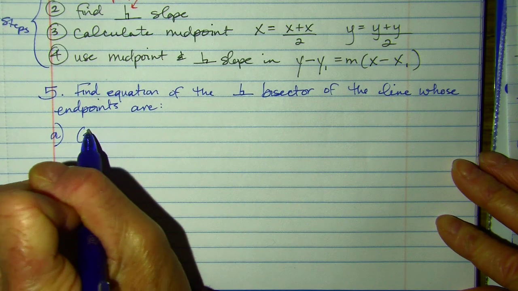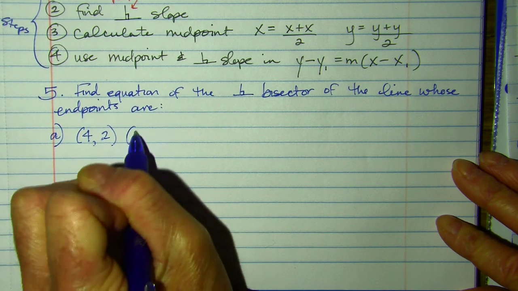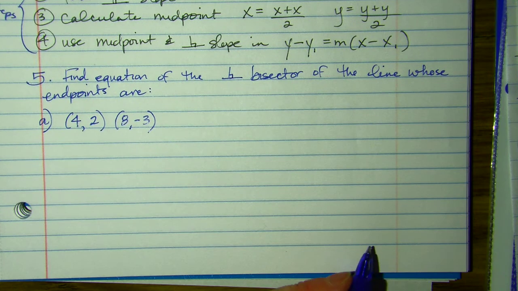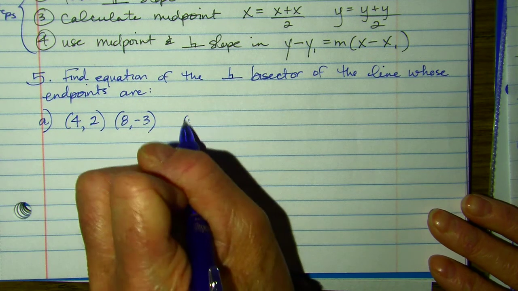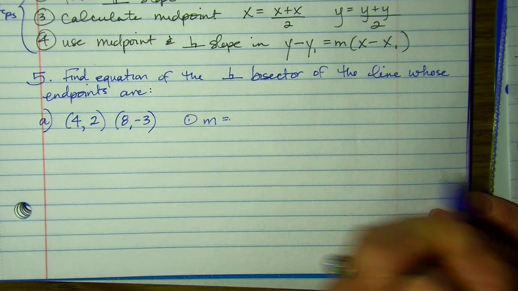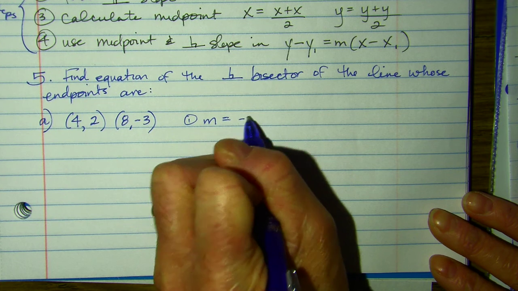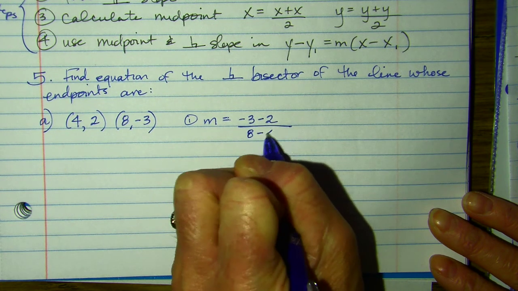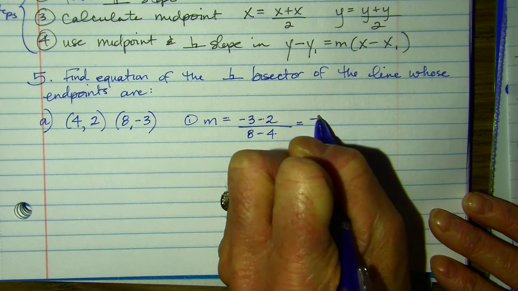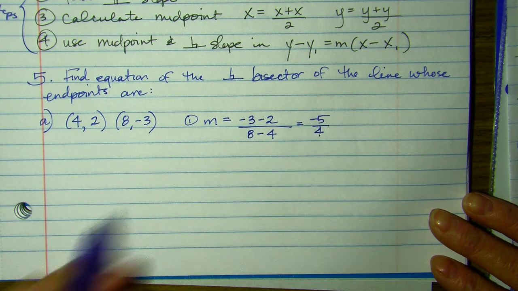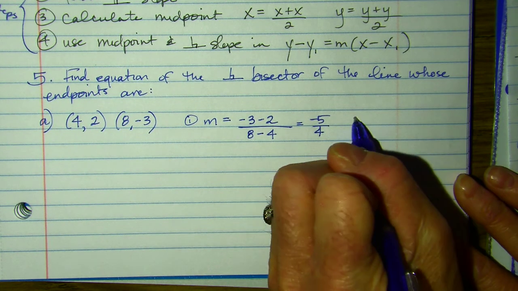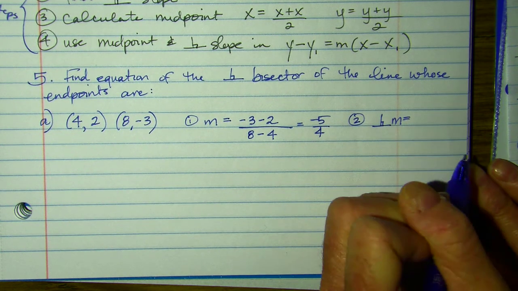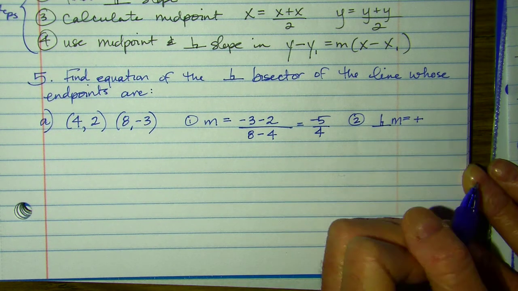If these are my endpoints, (4, 2) and (8, -3). All right, so step 1 was to calculate slope. Step 1, slope. So my y value is -3 minus 2. My x value is 8 minus 4. That gives me -5 over 4. If this is my slope, step 2 is to find my perpendicular slope, which would be the opposite. So if it's negative, positive, reciprocal.